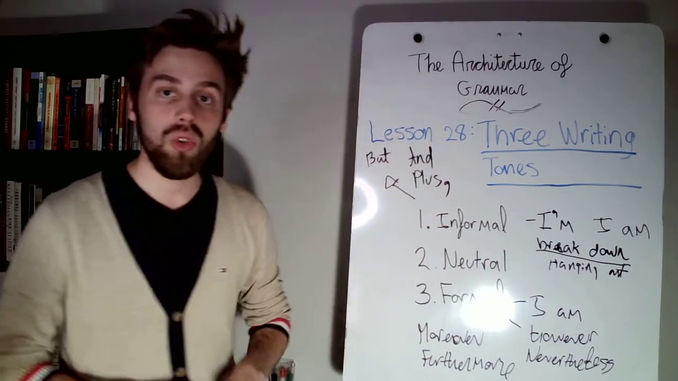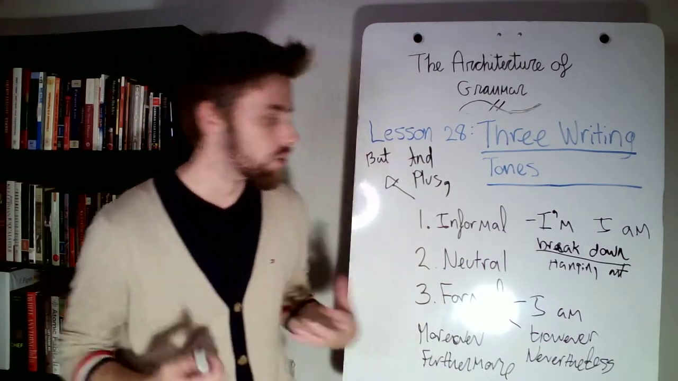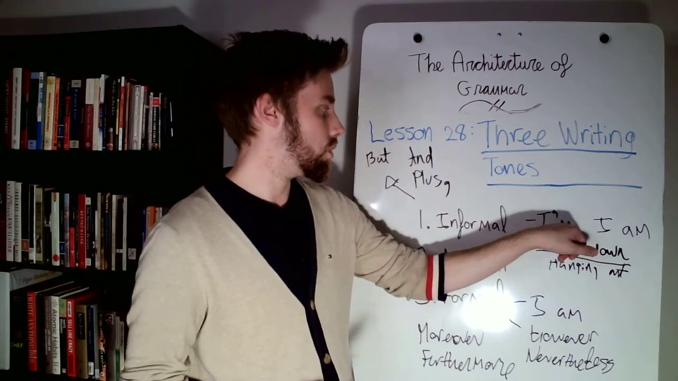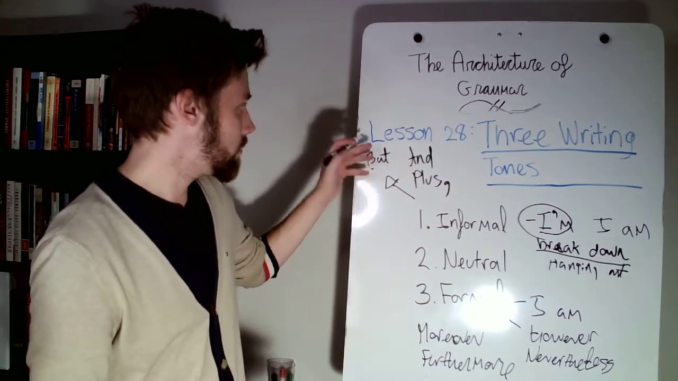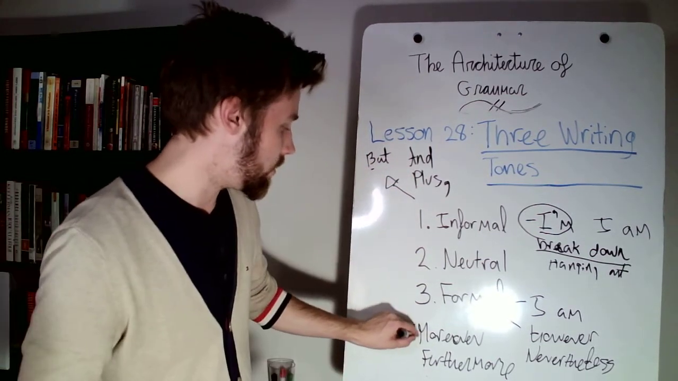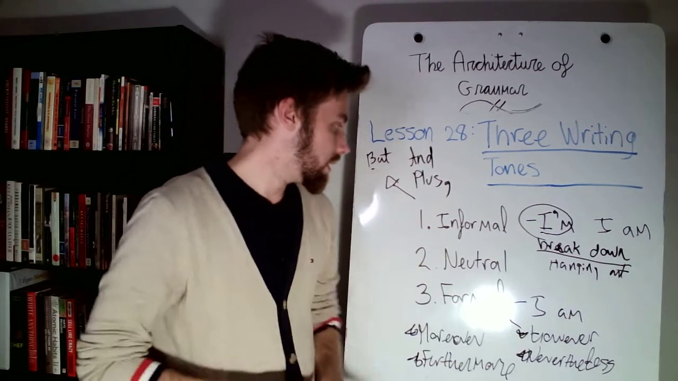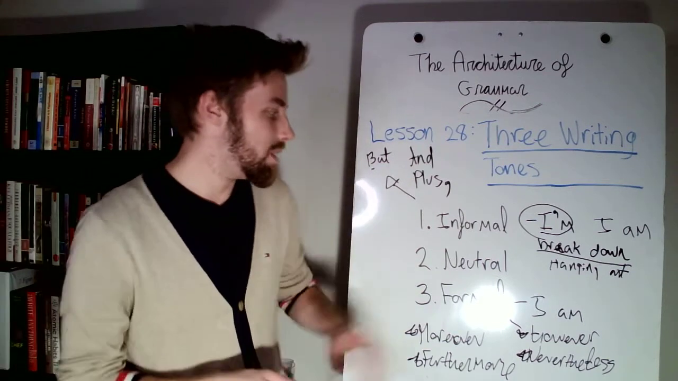Now neutral. Neutral is as if you were talking to somebody you've just met. And you're neither too formal, nor too casual. You're going to use contractions. You may use these, and you may start your sentences with these. Not necessarily use these. And it's essentially going to be quite neutral. It's going to be a bit of a mix.